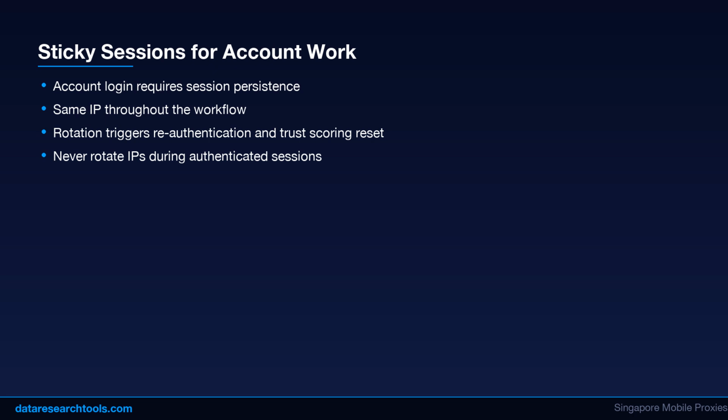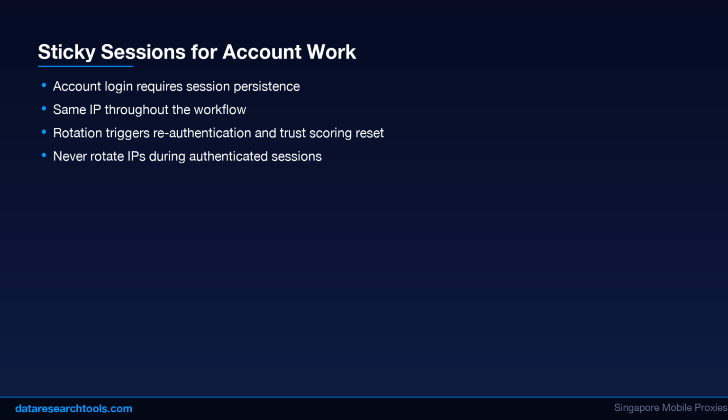Here's something important though. There's a category of CAPTCHA problem that proxy selection can't fix. If an account has been flagged at the account level due to previous suspicious activity, reports from other users, policy violations, or risk scoring from historical behavior, the platform will challenge that account regardless of IP quality. A CAPTCHA in that situation isn't a proxy problem, it's an account trust problem.